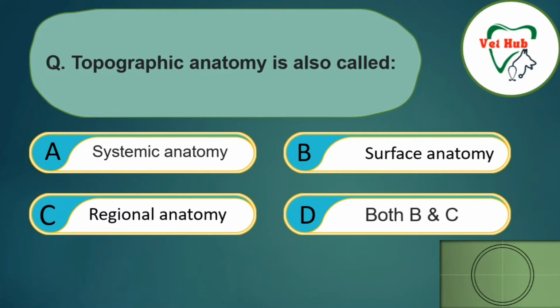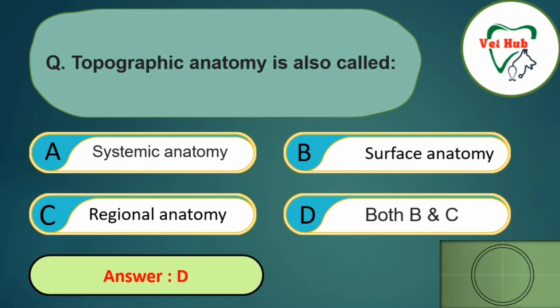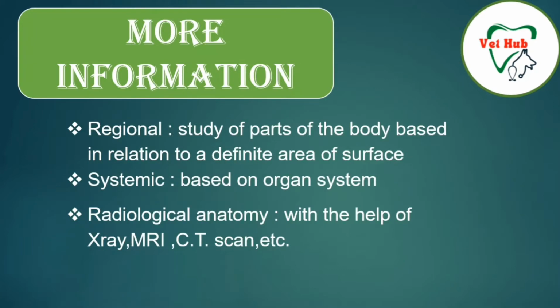The correct answer is option number D, both B and C. Topographic anatomy is also called surface anatomy or regional anatomy. Regional anatomy deals with the study of parts of the body based in relation with a particular or definite area of the surface, while systemic anatomy deals with the study of structures based on organ system. Radiological anatomy deals with form and structure of organs based on X-ray, MRI, CT scan, which I have mentioned already in the former question.